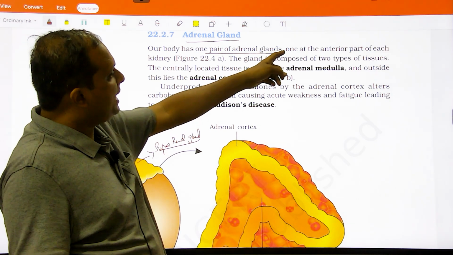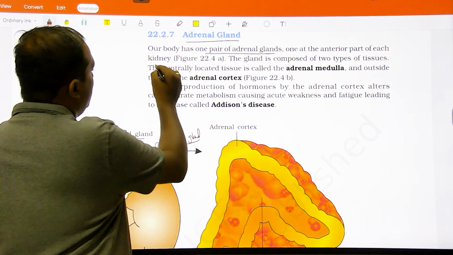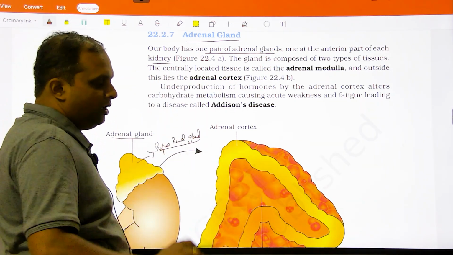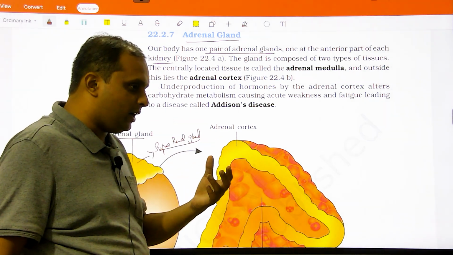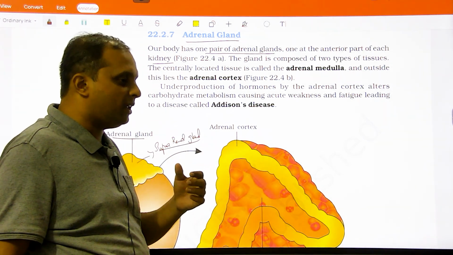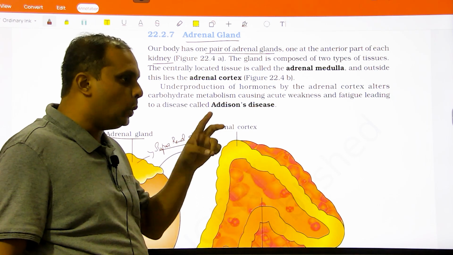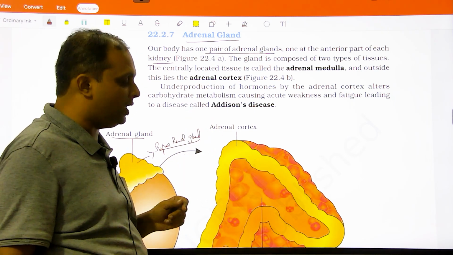So one at the anterior part of each kidney. You had some anatomical position for thyroid, parathyroid. How many parathyroid glands are present? Four. Two in each lobe of thyroid, right?